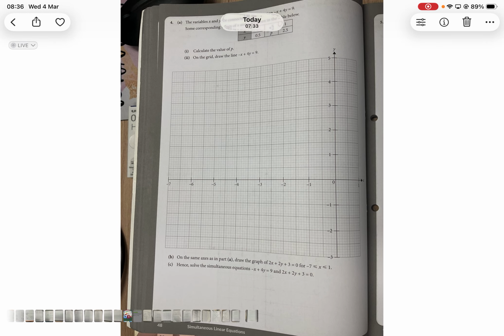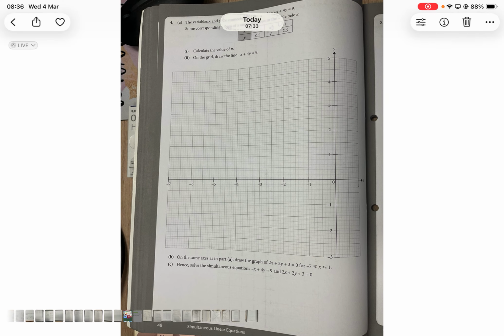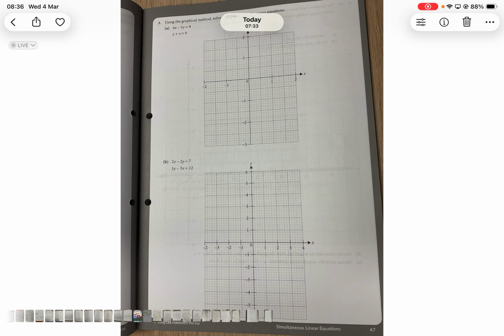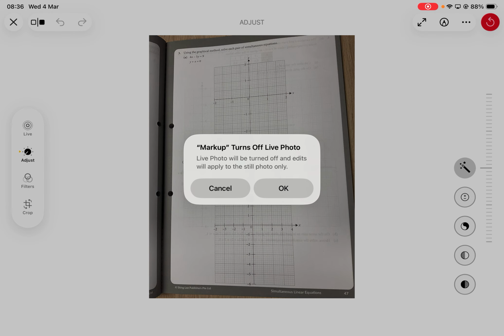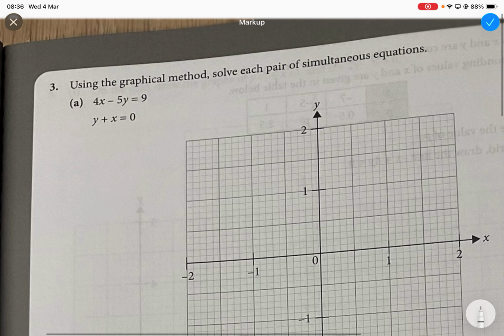Most of the time they will give you a table, meaning they tell you what are the x they want. Okay? So this one is when they never give you the table. So you choose some values yourself. Choose values that you like.